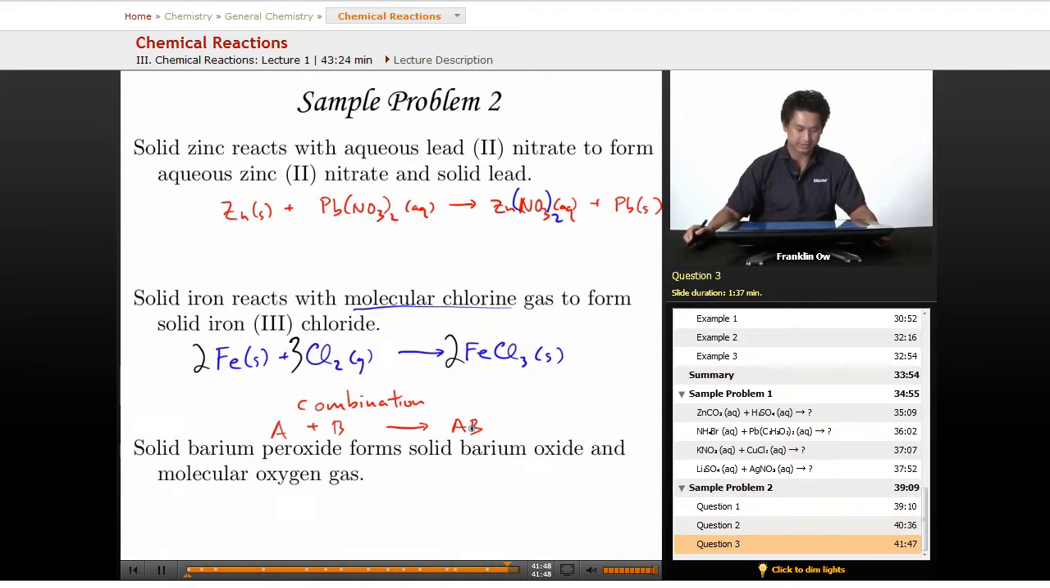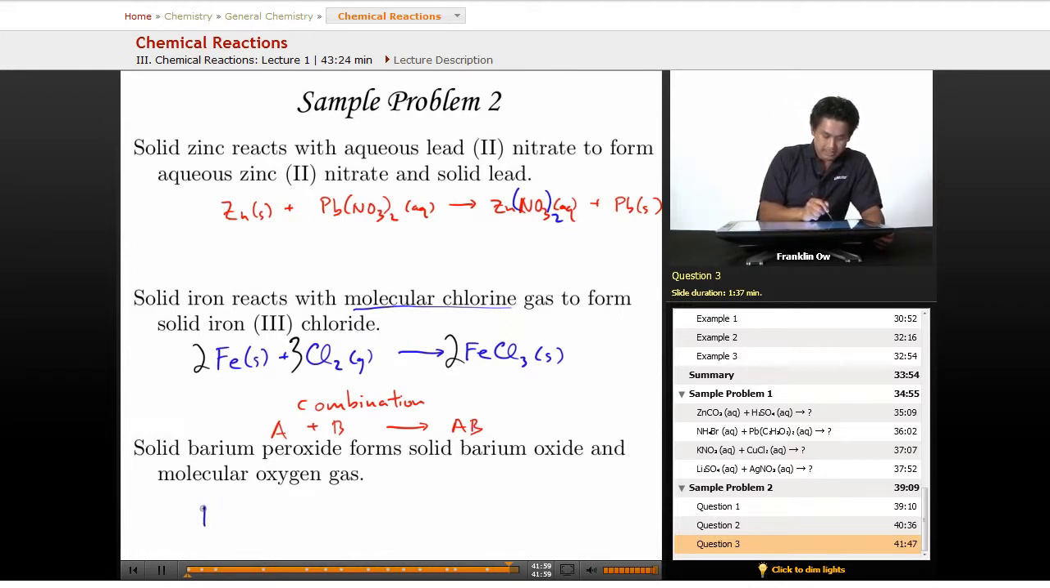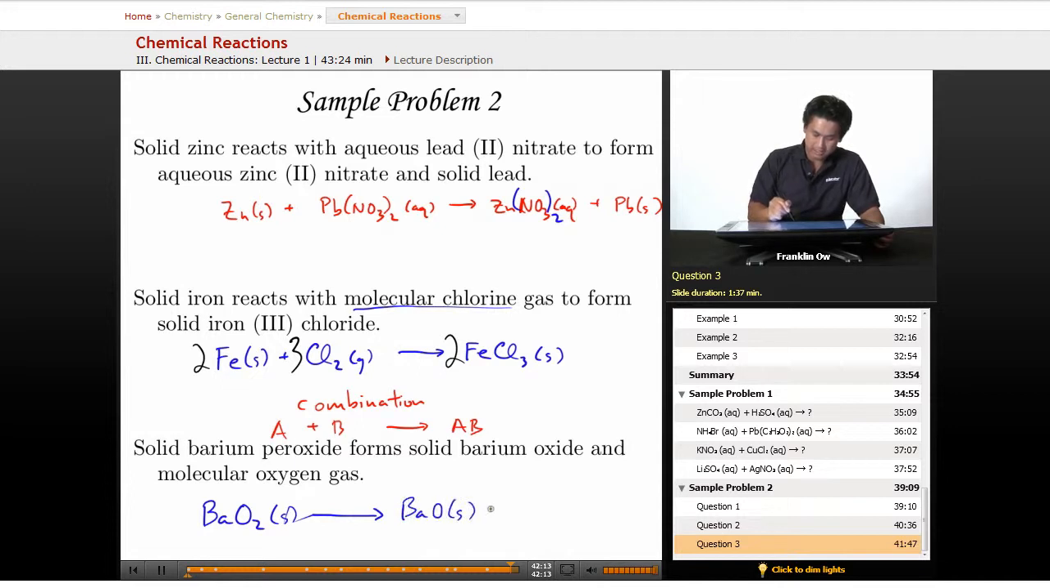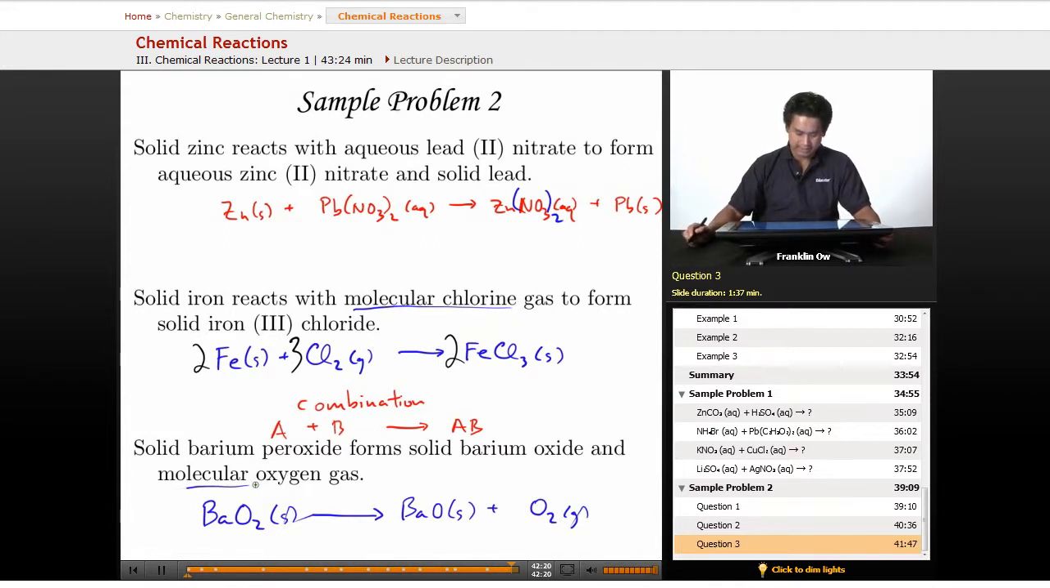Okay, last example, everybody. We have solid barium peroxide forming solid barium oxide and molecular oxygen gas. Let's go ahead and write this and balance it. So we got solid barium peroxide, and you're told that this forms solid barium oxide in combination with molecular oxygen gas. Remember, molecular oxygen, everybody. Very important. So that's going to be O2.